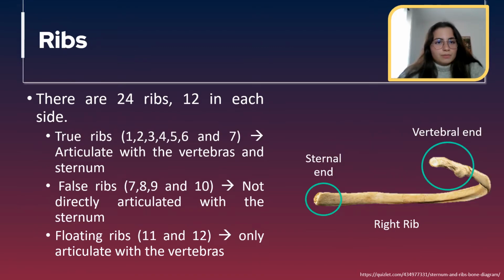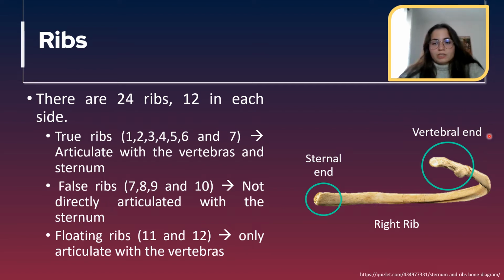So now the ribs. There are usually 12 ribs on each side of the thorax, with a total of 24 ribs. The upper 7 ribs articulate directly with the sternum, so they are called true ribs. Ribs 8, 9, and 10 are not directly articulated with the sternum, so they are called false ribs. And the last 2 are called floating ribs because they only articulate with the vertebrae.